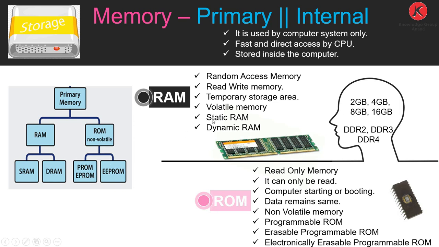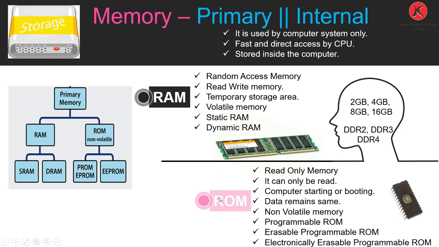There are two types of RAM: static RAM and dynamic RAM. There are variations of the memory: 2 GB RAM, 4 GB RAM, 8 GB RAM, or even 16 GB RAM is available. And there are different types also: DDR2, DDR3, DDR4. In the market now, DDR4 is used. You can see here the image of the RAM. This is called a RAM.